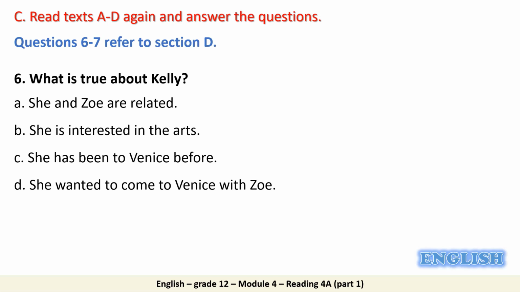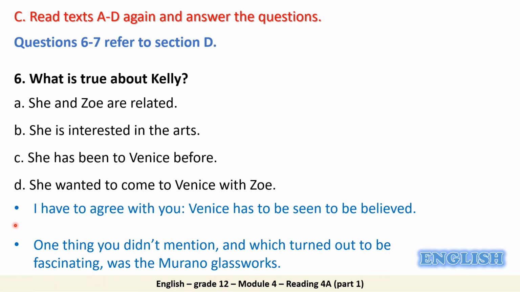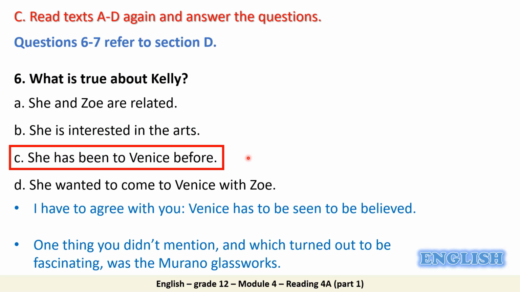Moving on to question 6. What is true about Kelly? These extracts will help you answer the question. So, this is Zoe speaking, and she says, I have to agree with you. Venice has to be seen to be believed. And this implies the fact that Kelly has been to Venice before.